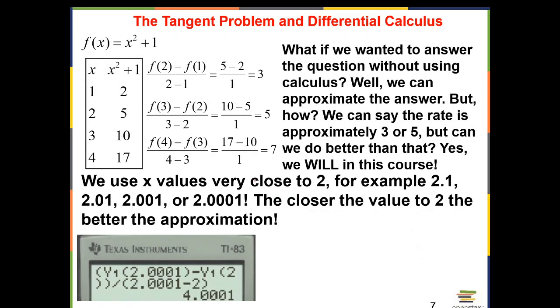So how do we make sense of this? Well, let us use a calculator. We don't have calculus yet, but we will in this chapter. So the only thing right now we have is the calculator. Can we do something about finding the rate at 2 using algebra, not calculus? And the answer is yes. So the idea is this.